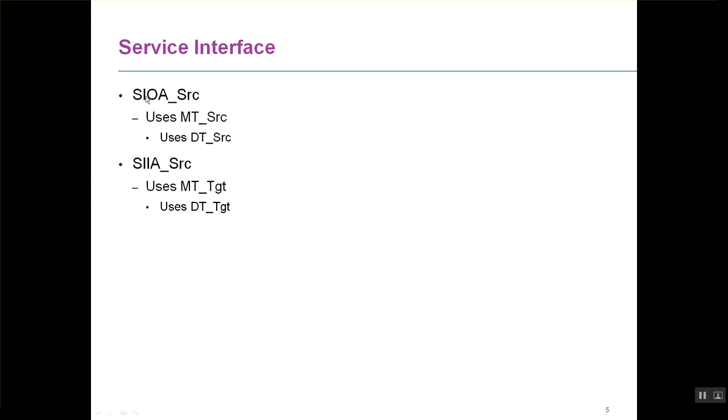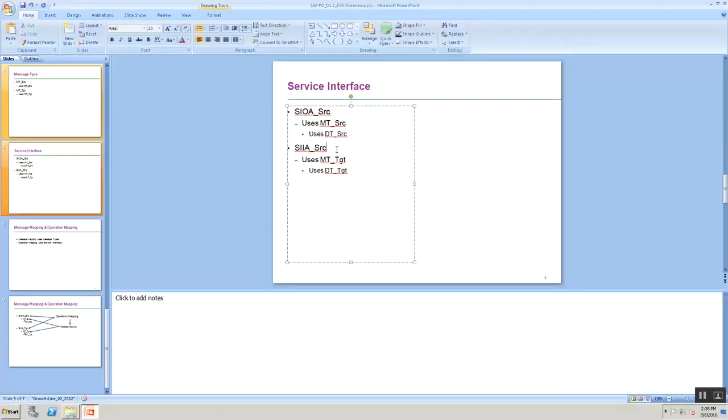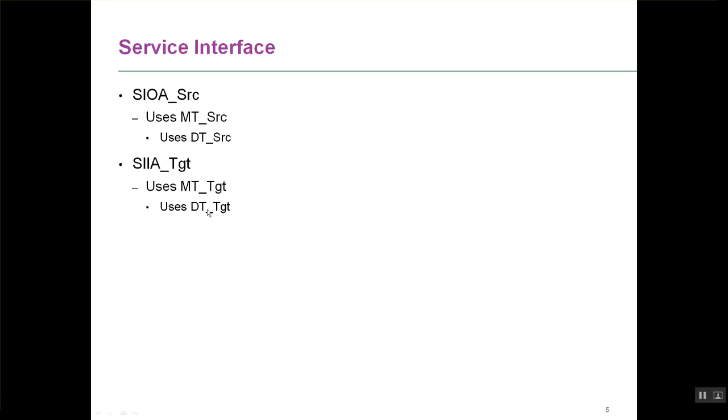The service interface uses the message type which you define, and the message type in turn uses the data type. Okay. Likewise, SI underscore TGT would use message type underscore target. Oops, there's a small mistake here. Let me fix that. My bad. So I will correct myself here. This is the service interface inbound asynchronous target. It was saying source before. So you would define two service interfaces. One is outbound asynchronous and the other is inbound asynchronous. One is the source and the other is the target. And service interface uses the message type, and the message type in turn uses the data type.